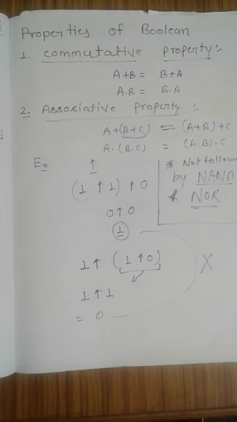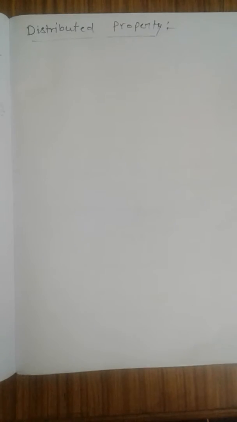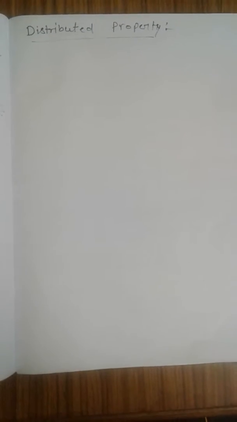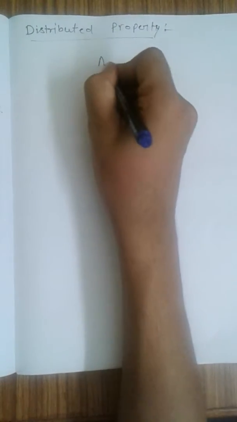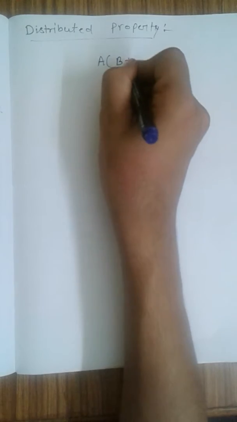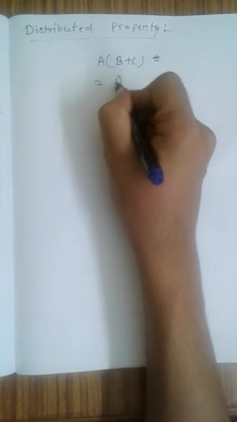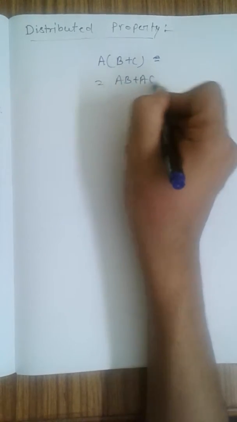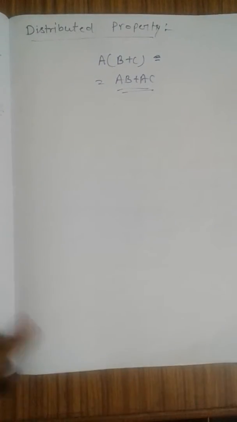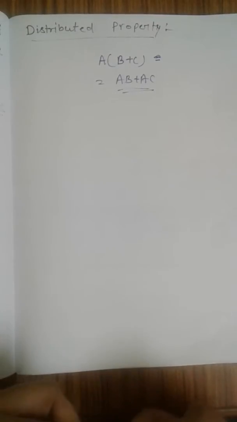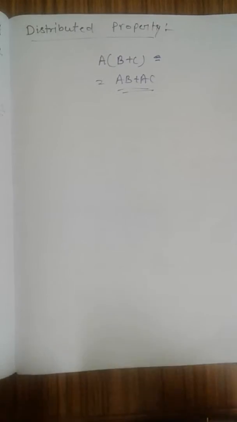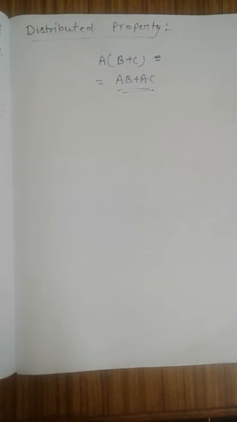And then we will move toward the distributive property. According to the distributive property, a into b plus c is equal to, we can also write as, ab plus ac. So this is the distributive property. All gates follow this property. Then we will move to some two theorems, and then we will go through the implementation of all other gates using NAND and NOR gate.